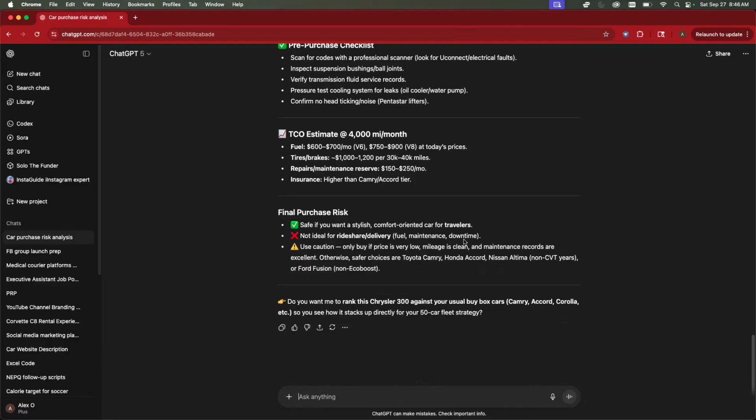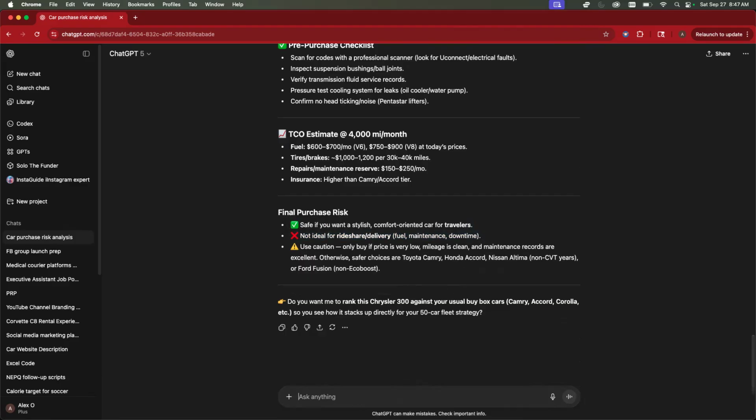All right. So if you want it for travelers, boom. It says it's good for travelers. If you want it for rideshare, which is what we're doing, avoid completely, and only buy if the price is very low. And it even gives us choices to buy, which we're gonna test.